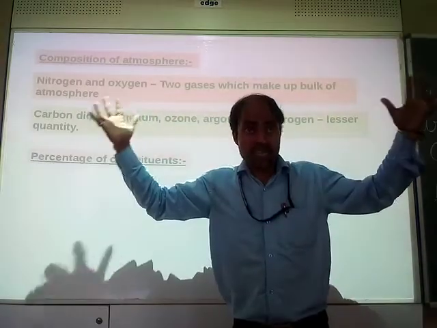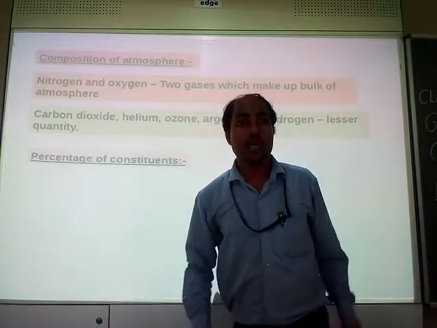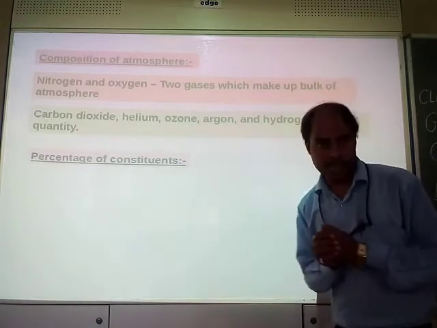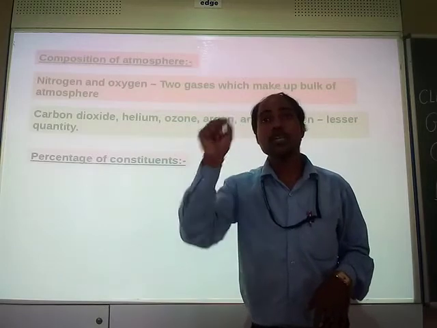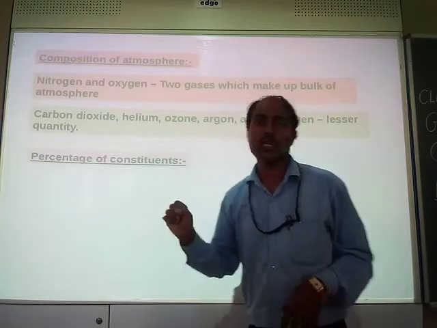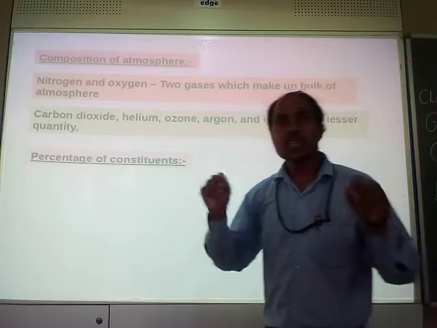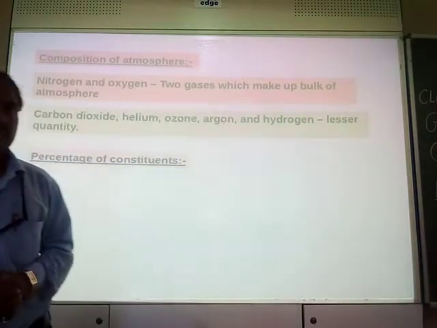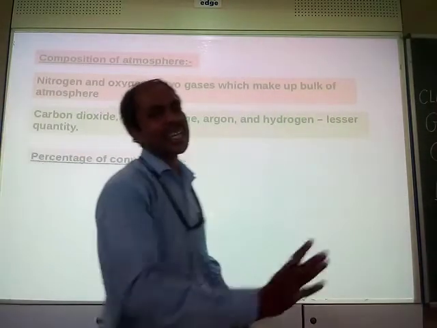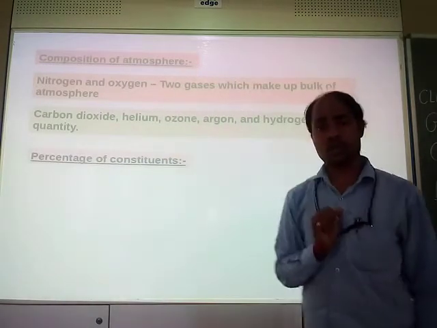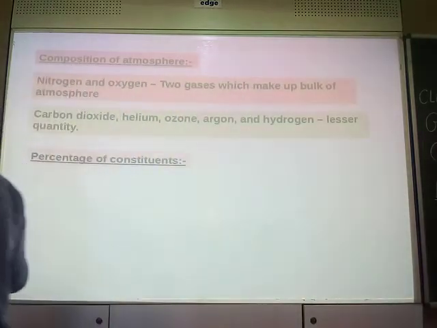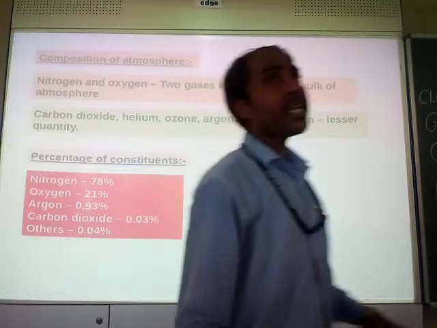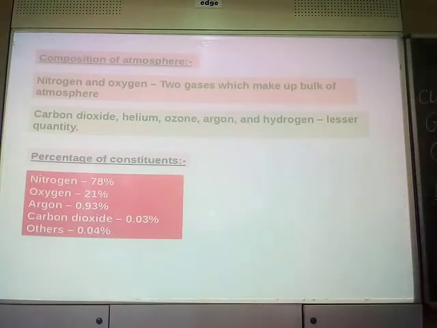Oxygen, which is also present in higher amount, is 21%. Carbon dioxide is 0.03% only. Argon is 0.92% only, and the rest of the other gases are in very small amount, 0.04%. How are these being given? These have already been given, and scientists have found them out.